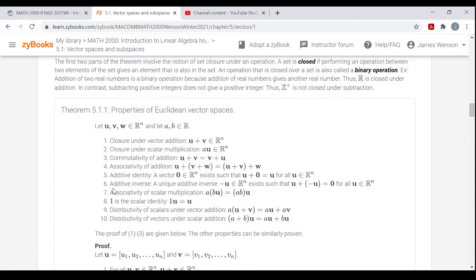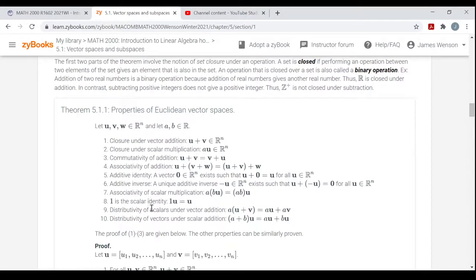Every element must have an additive inverse, a unique additive inverse. So that means if you take any vector u from the space, there's going to be another vector. Maybe the same thing, right? Like if it's a zero vector, the additive inverse of the zero vector would be the zero vector. But there's another vector, noted as the opposite of u, that's also in the space, that when you add them together, you get the identity element. You get that zero vector back. So every vector has an additive inverse.